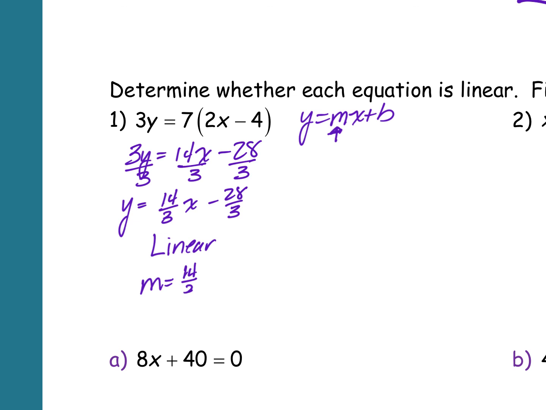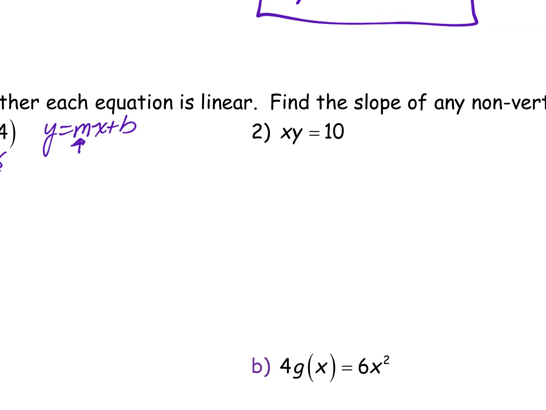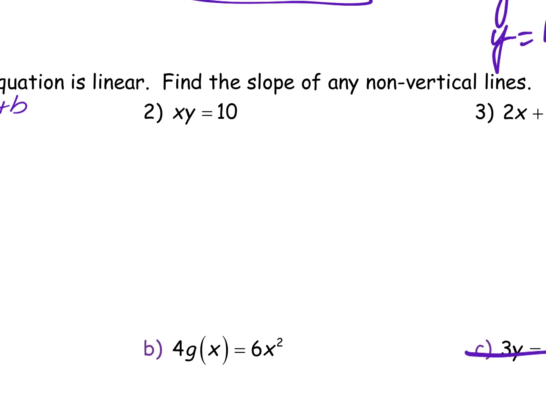Questions? Number 2. What do I do to get y by itself? Divide by just x. And what do I get? 10 over x. Linear, not linear? Not linear. Remember, anything divided by x, if it's not in that form, it's not linear. So I don't have to find the slope, not linear.